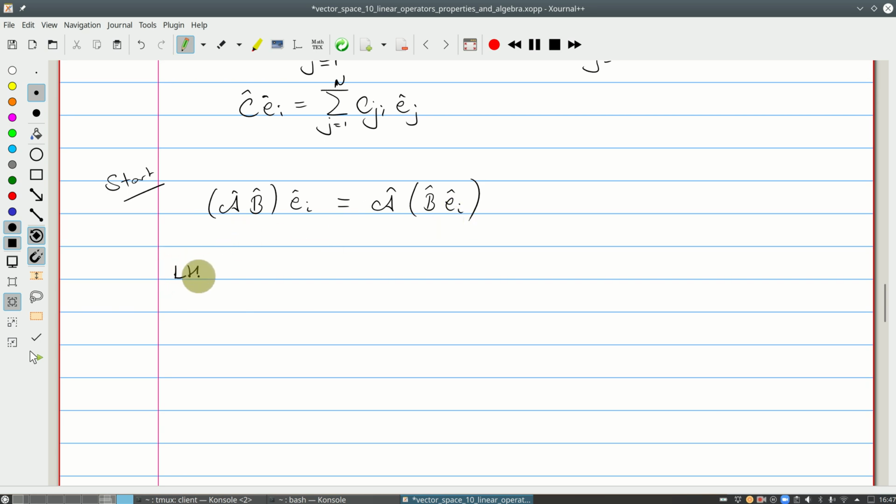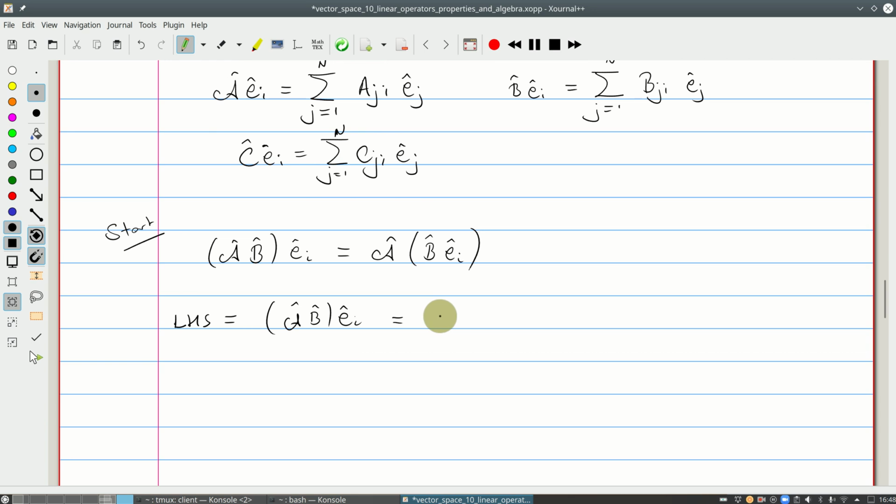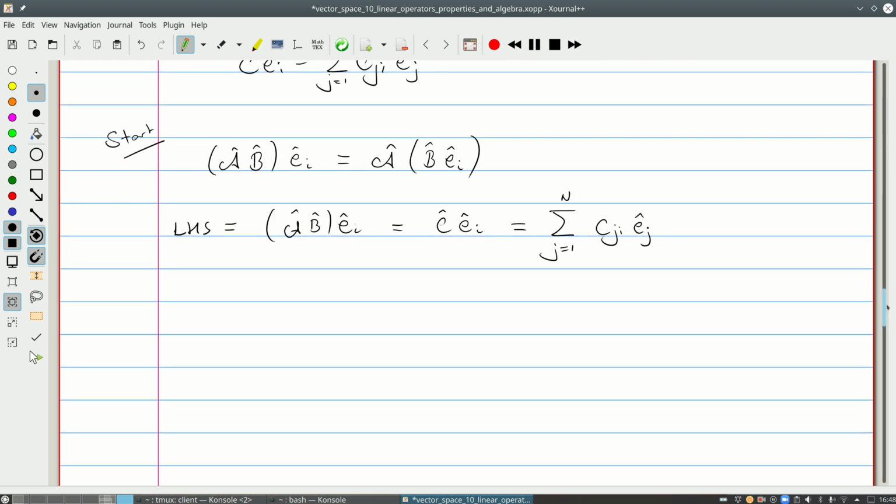All right, so let's start with the left-hand side first. The LHS is equal to A hat B hat e_i hat, but remember A hat B hat is the same as, by definition, C hat. So this is equal to C hat e_i hat. Now we know what C hat does to e_i hat. It gives us this. So that's equal to the sum j goes from 1 to n of C_ji e hat j. All right, so that's the LHS. Now let's work with the RHS. The RHS is this thing here. So it's A hat operating with the result of B hat operating on e_i.